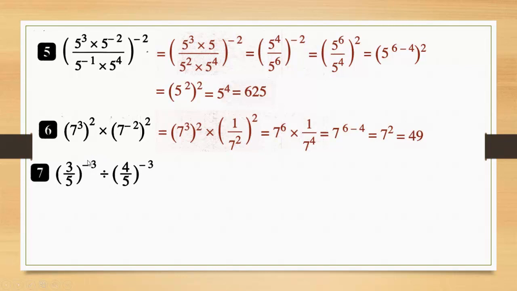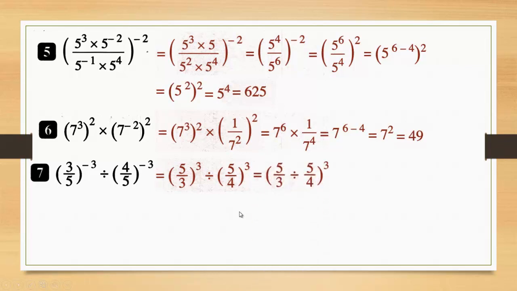We will start, convert the negative power to positive power and start making a division between these two rational numbers. Let's start. 3 over 5 all power negative 3 equals 5 over 3 all power 3. We will put the sign of division. 4 over 5 all power negative 3 equals 5 over 4 all power 3.